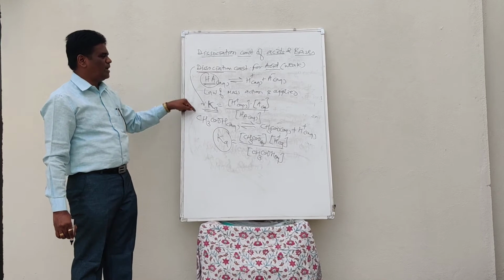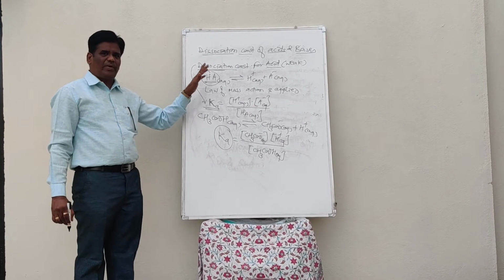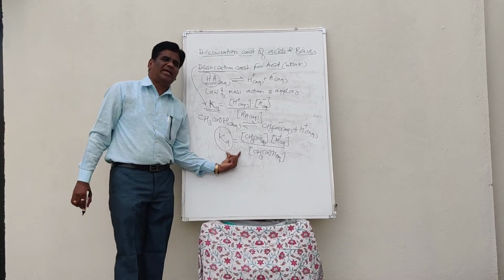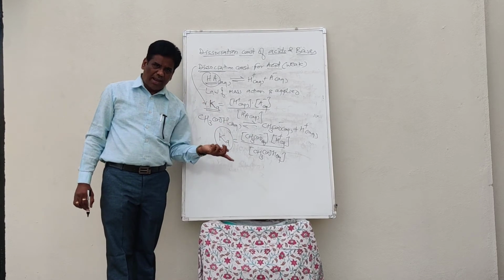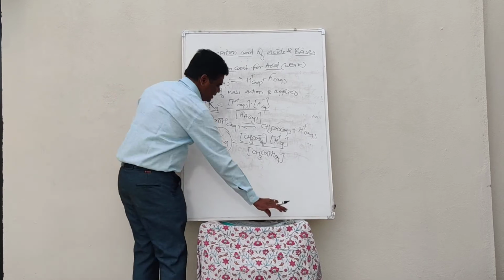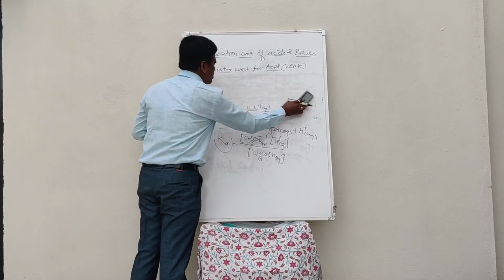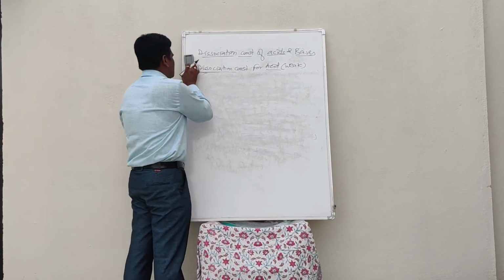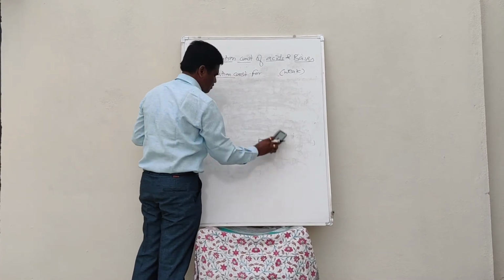So in this way you have to remember the dissociation constant for weak acids, and generally the dissociation constant value for a weak acid is always less than 1, and for a strong acid it is always greater than 1. So you have to remember this additional point. Now once you know the dissociation constant for weak acid, similarly you have to remember the dissociation constant for weak base.